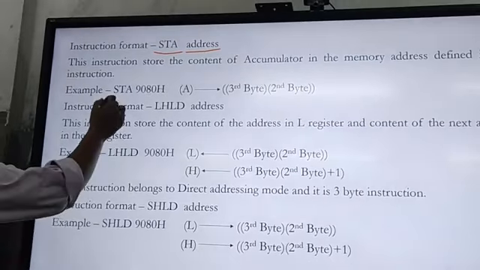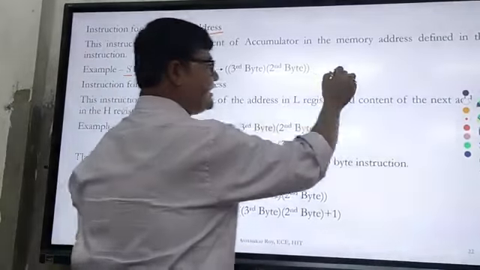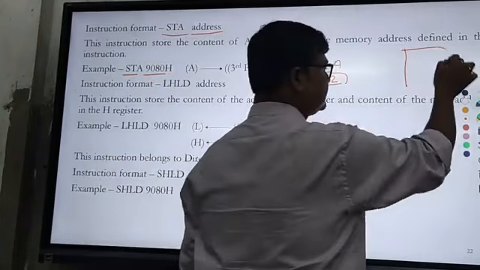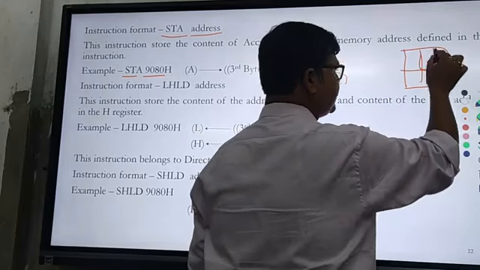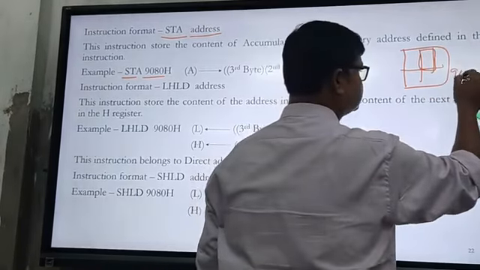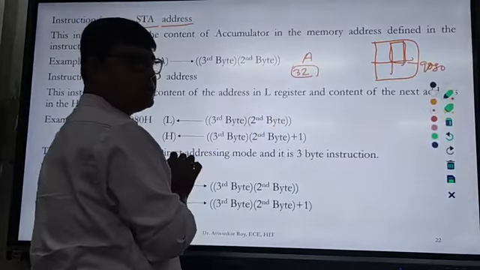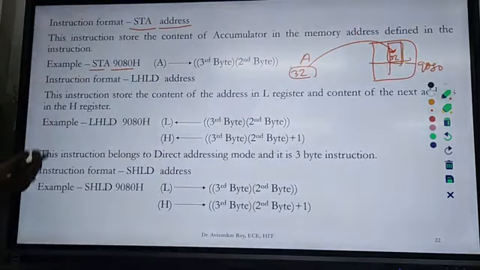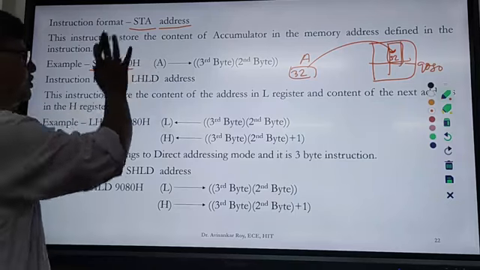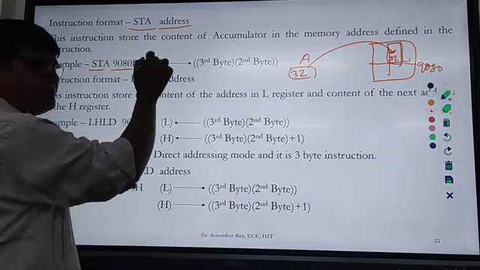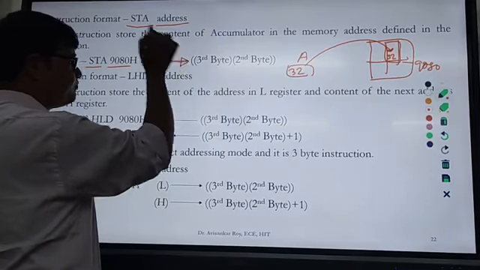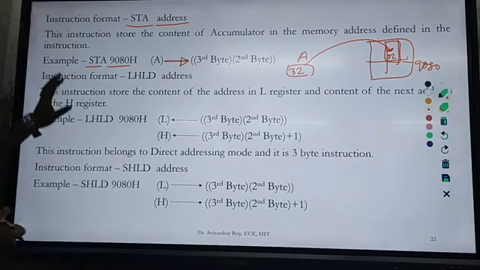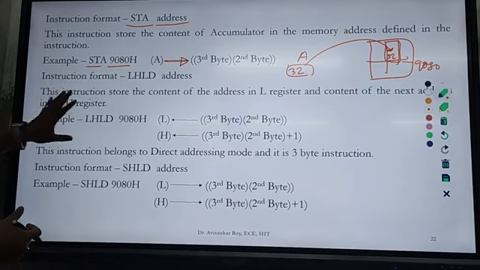Example: STA 9080. In an 8080 microprocessor system, say the accumulator holds the data 32, and in the RAM or ROM there is a memory location, say 9080. So the content of the accumulator, that 32, will be copied to this particular memory location, right? So STA means the content of the accumulator will move to the memory location defined here. The annotation is the same as the LDA instruction, just the direction is opposite, because here the content of the accumulator moves to another memory location. So these are the functions of these instructions.